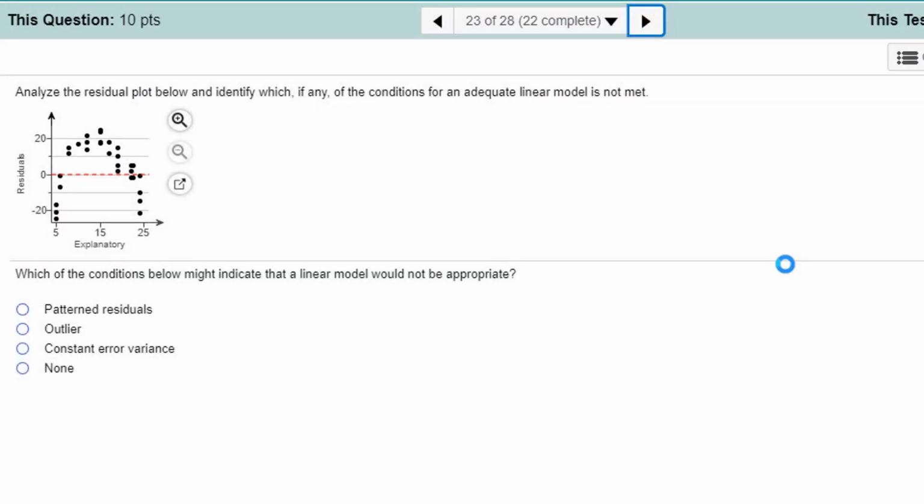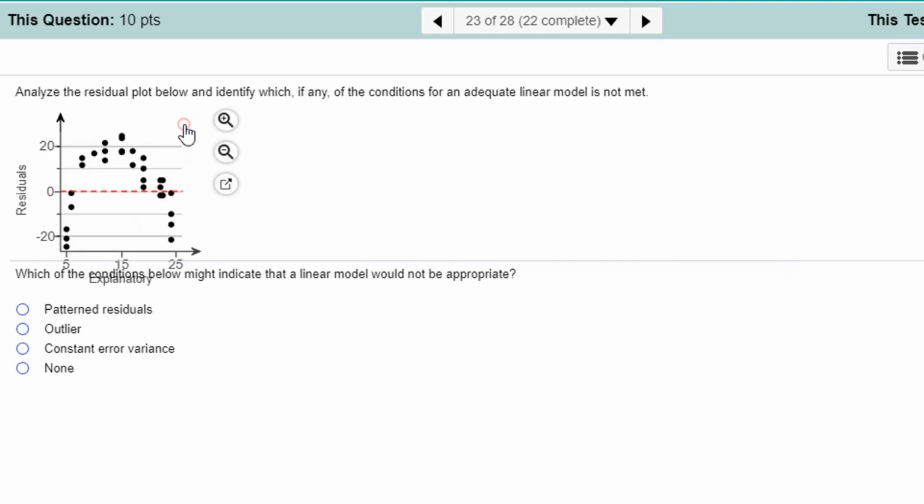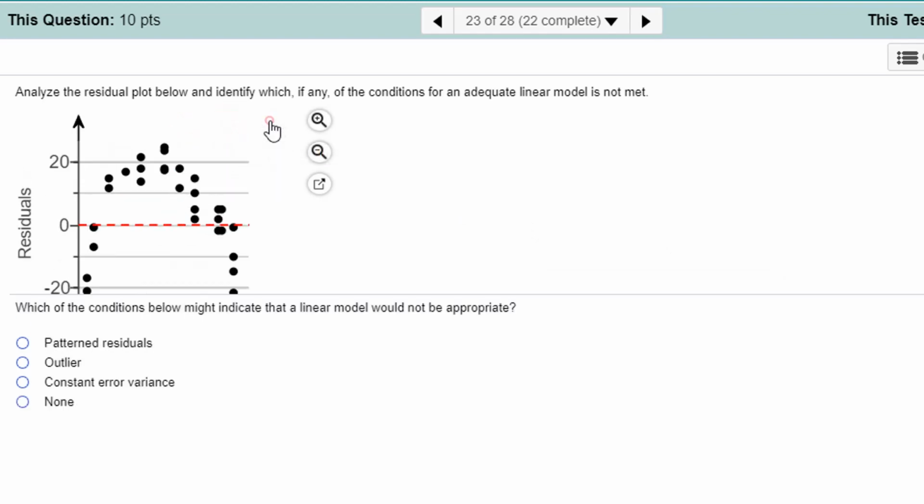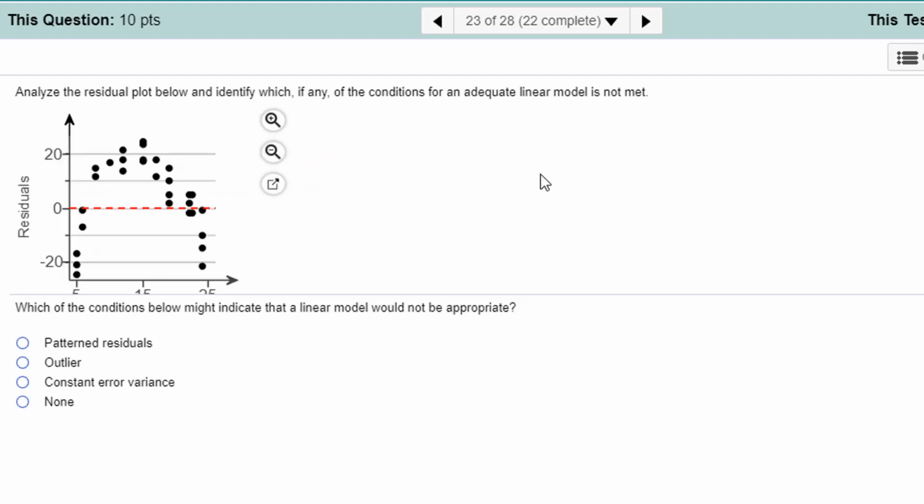Analyze the residual plot below. Let's get analyzing. Let's make it a little bit bigger. Oh, that's not going to scroll for us. Okay. What condition is violated?